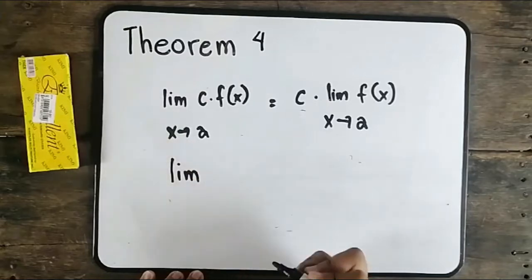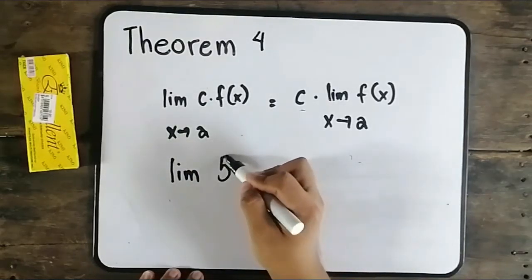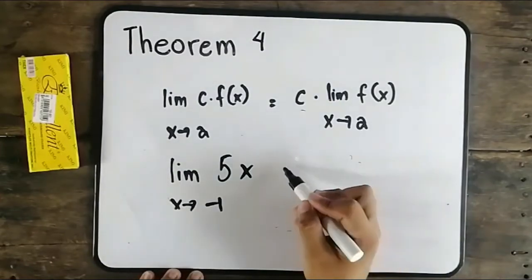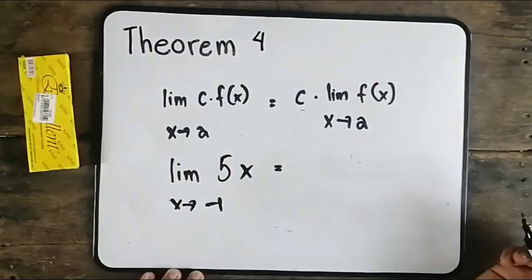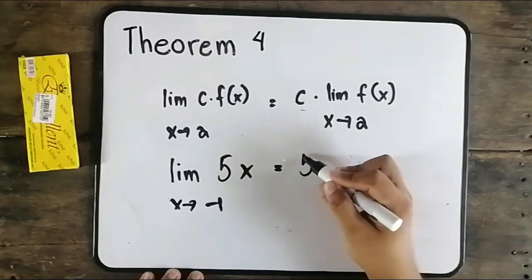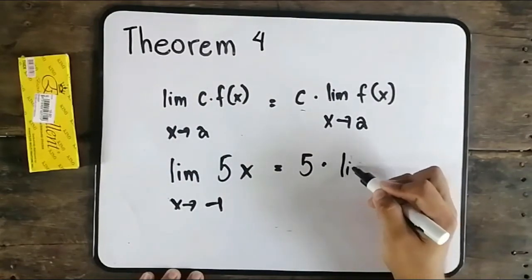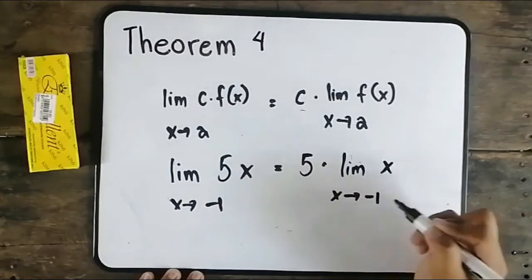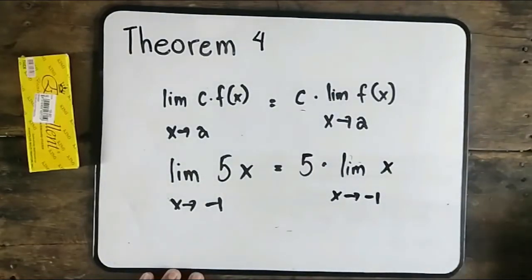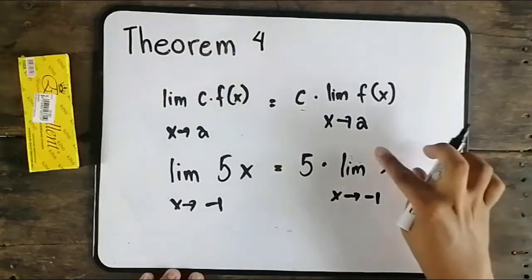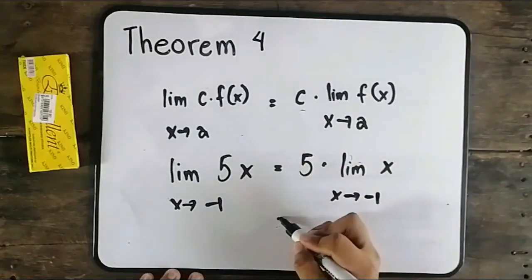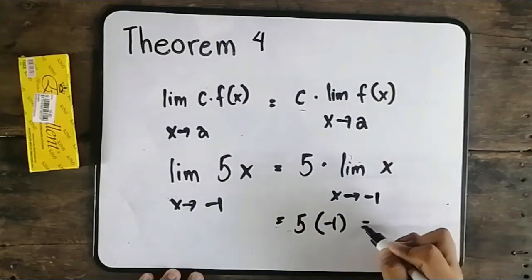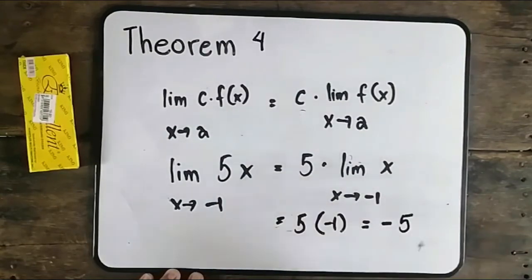Another example is the limit of 5x as x approaches negative 1. So by theorem 4, pwede nating ilabas si 5. 5 times the limit of x as x approaches negative 1. By theorem 3, this one is equal to negative 1. So that is 5 times negative 1. So the answer is negative 5.